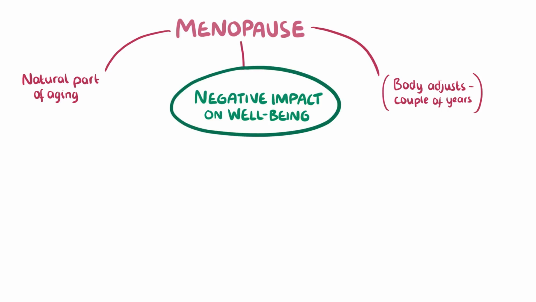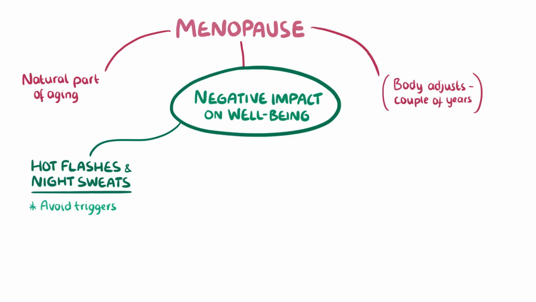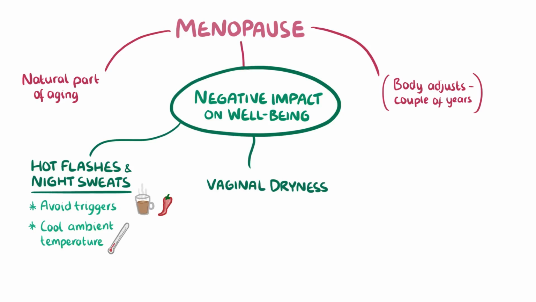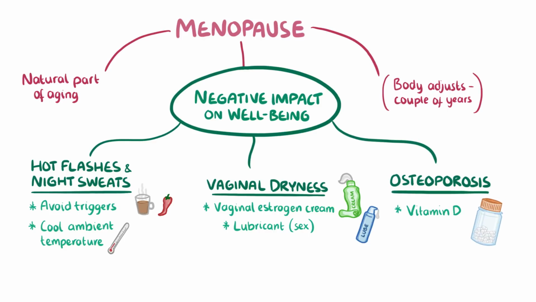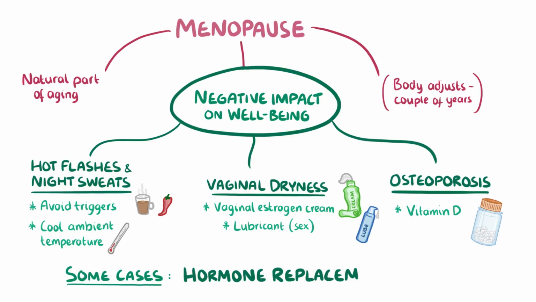But in the meantime, there are tons of ways that we can alleviate them. For hot flashes and night sweats, it's really useful to avoid triggers like hot drinks and spicy foods, as well as just maintaining a cool ambient temperature. That can really help reduce these symptoms. For vaginal dryness, there are things like vaginal estrogen creams and lubricants that can be used during sex to help with the pain. And in an attempt to prevent osteoporosis, vitamin D supplements can be used. And in some cases, hormone replacement therapy could be used as well.